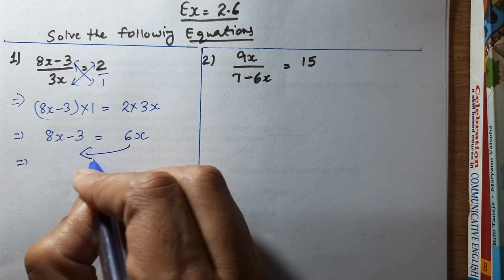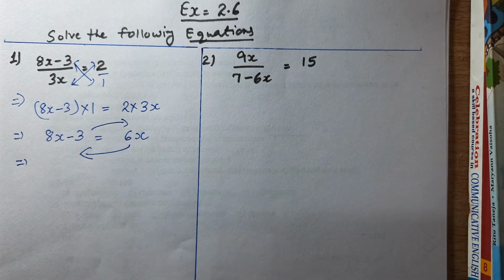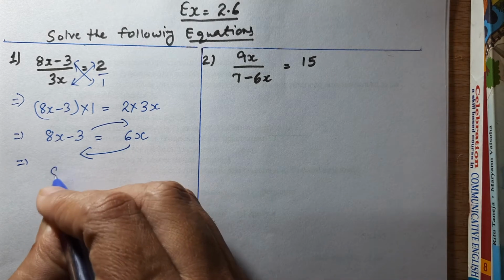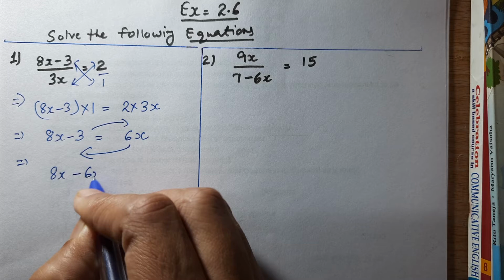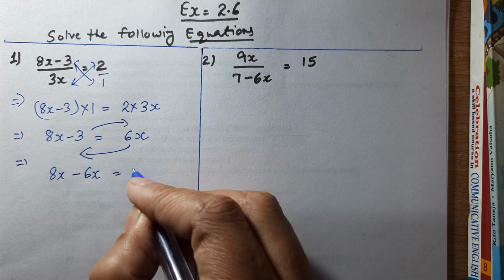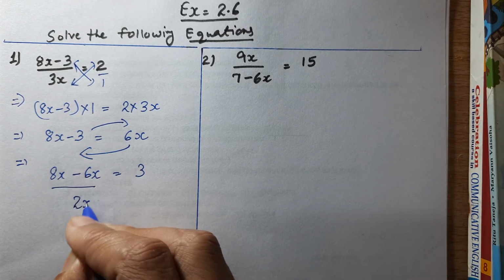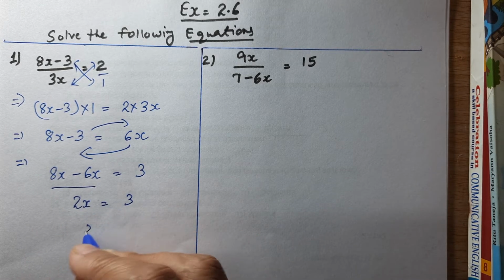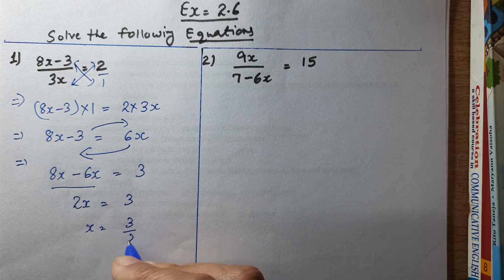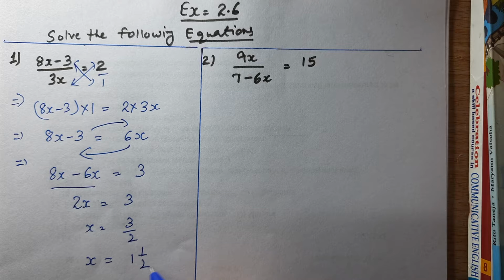Transposing 6x to the left hand side, minus 3 to the right hand side. Plus 6x will change into minus. Minus 3 will change into plus. Now do the subtraction. 8x minus 6x, 2x. 2x is equal to 3. x is equal to 3 upon 2, or we can say that x is 1 and 1 upon 2. So that will be our answer.